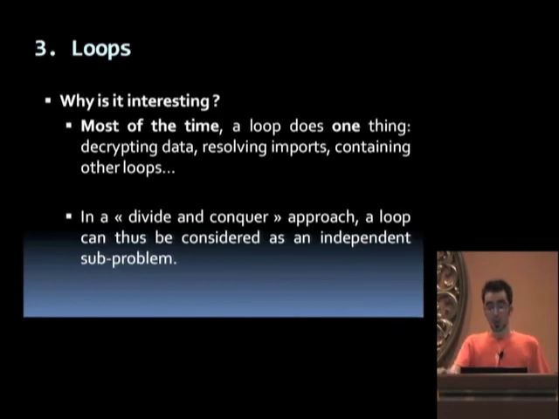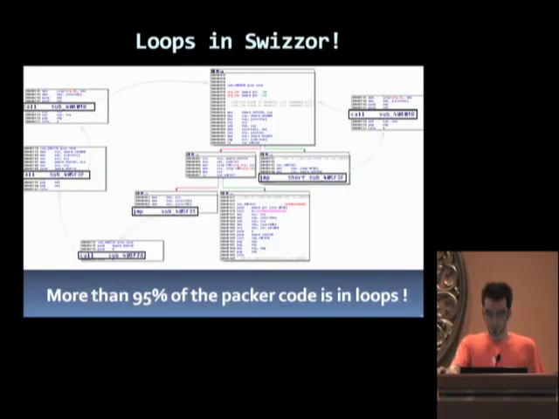And moreover, there are a lot of loops inside the Switzer packer. So here is an example of 2 loops. You can see that they are using some call inside the loops. So basically, they play with the stack, and there are some instructions inside the loop that at each loop turn realign the stack. And moreover, there is more than 95% of the packer code which is inside the loop. So if we deal with loops, we basically deal with a big part of the packer code.